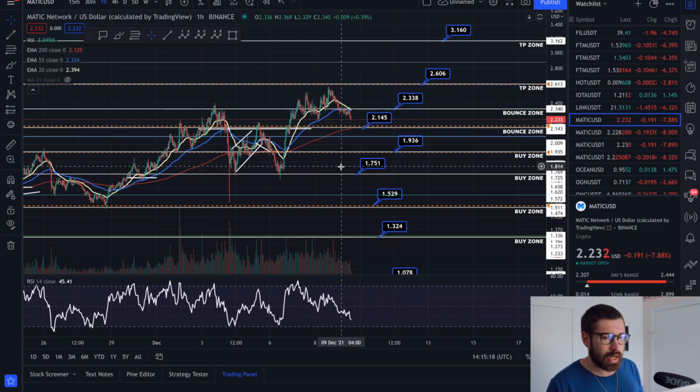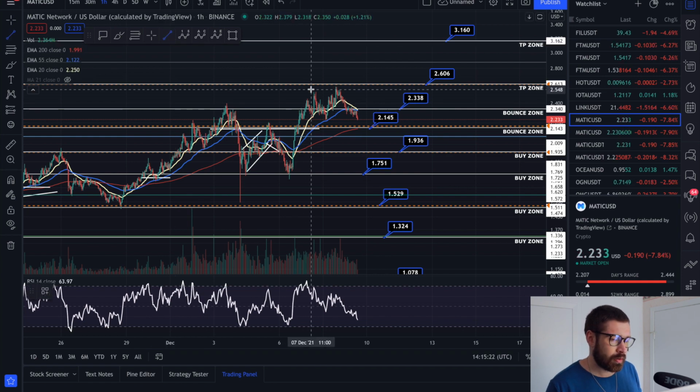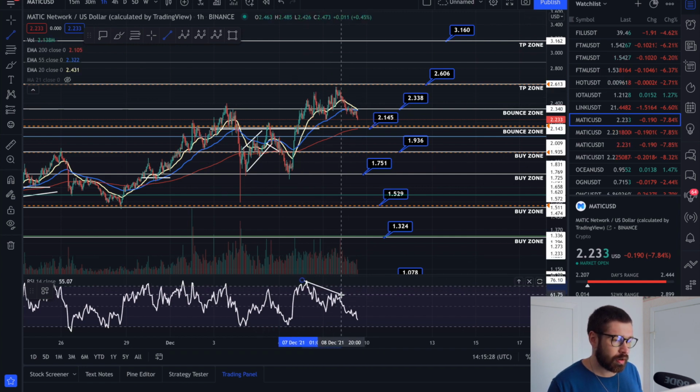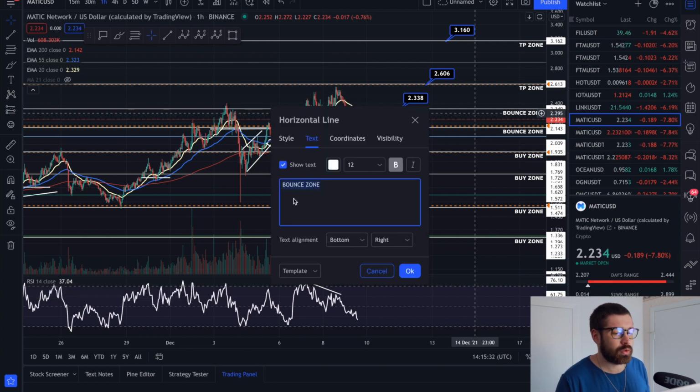So let's start with Matic, guys. So we have divergences, bearish ones on the 1 hour as well as on the 4 hour. So you can see we created a higher high here. We're creating lower highs on the RSI. So what I'm going to do, this bounce zone will now turn back into a take profit zone.